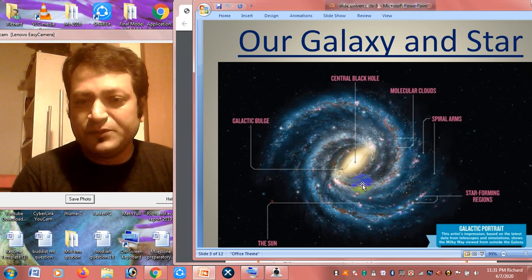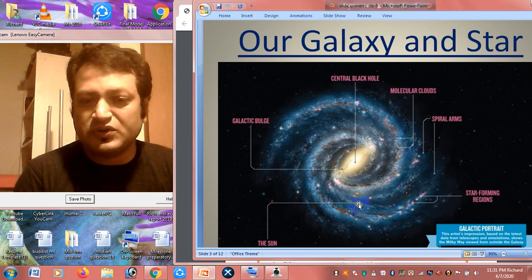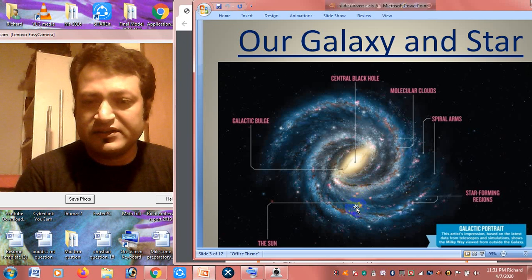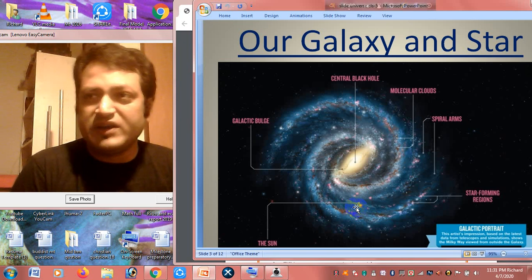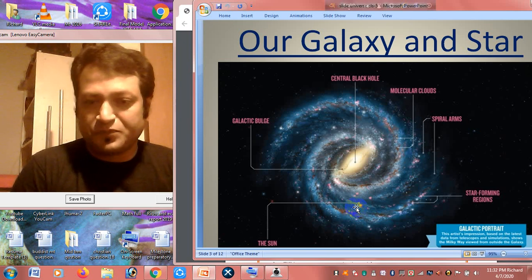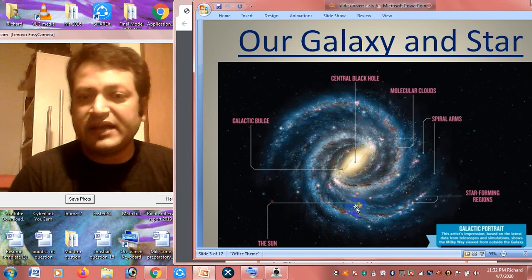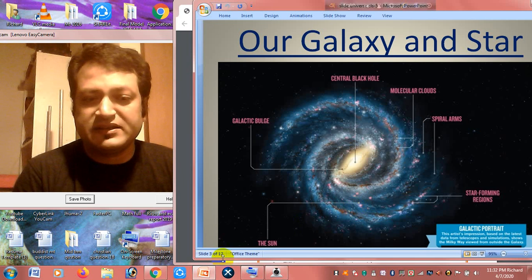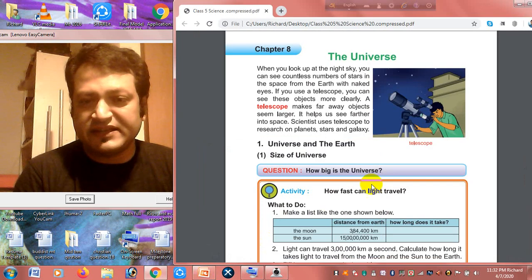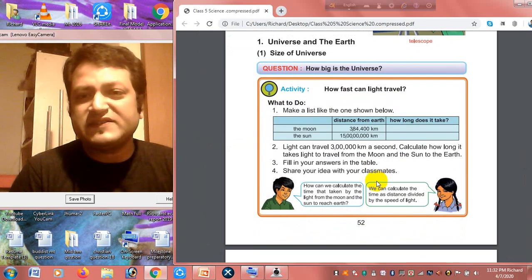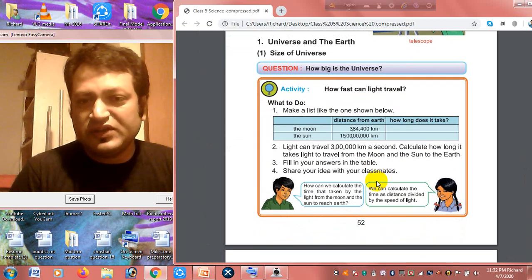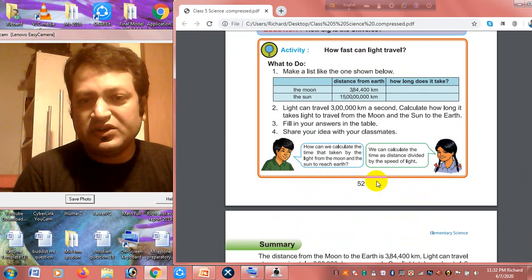If I want to see the position of our star, this is the position of our sun. So the sun is one kind of star. Stars are actually divided into three types: one is the red star, another is yellow like our sun, and another is the black or dwarf type star. So you must remember these things. Let's see another topic, that is the universe and the earth.